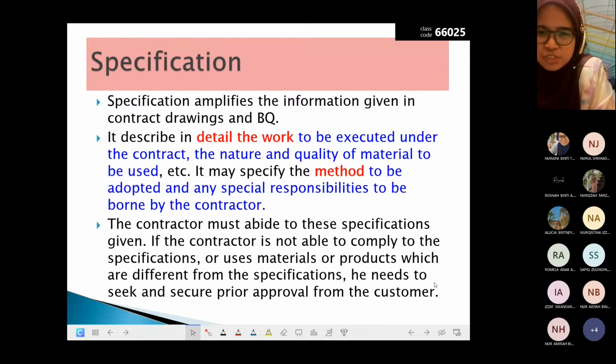Okay, specification describe the details of the work to be executed under the contract, the nature and quality of material to be used. It may specify the method to be adopted and any special responsibility to be borne by the contractor. So selain drawing, you kena pandai, you kena tahu macam mana nak baca spec juga lah, panggil specification. Like satu kita ada method statement juga.